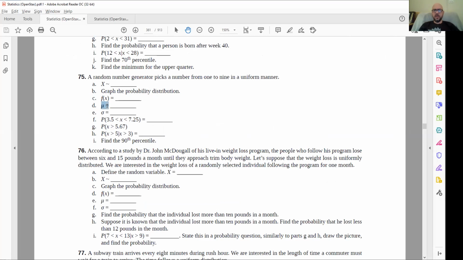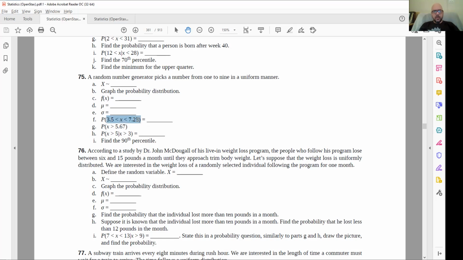The mean is in the middle. The mean of a uniform distribution is in the middle, and the middle of 1 and 9 is 5. You can just average them to find that: (1 + 9)/2. The standard deviation is (b minus a) over root 12. That's a thing that you can remember, but you can certainly put that in your notes as well. In fact, I would recommend you put that in your notes. And so you just type that into the calculator. It turns out to be about 2.3.